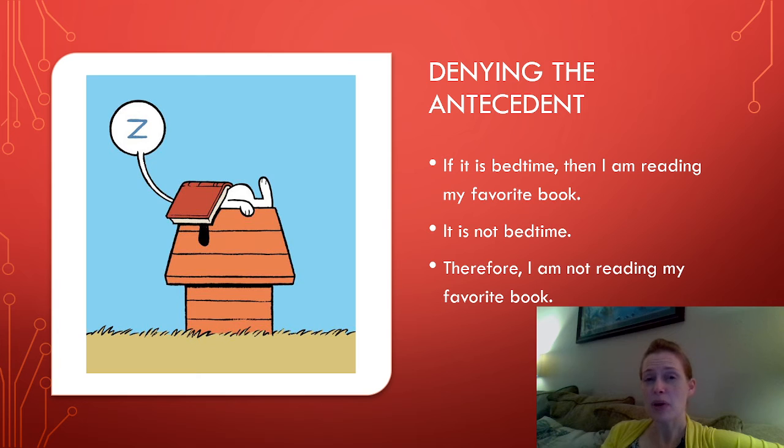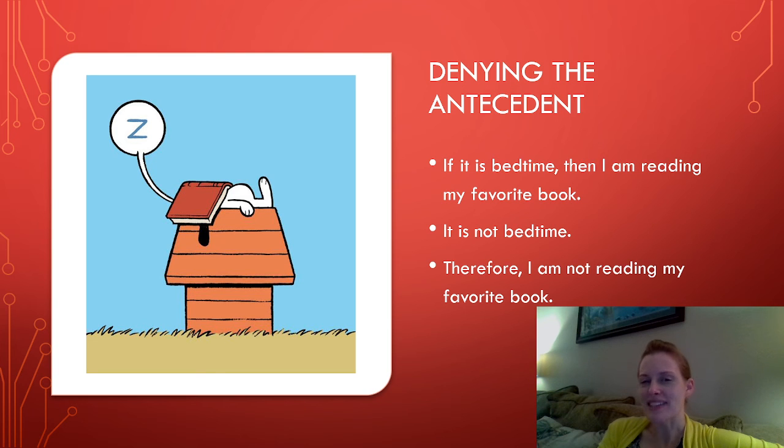Okay, in the modus tollens, we were supposed to deny the consequent. What happens if we deny the antecedent? Let's look. If it is bedtime, then I am reading my favorite book. If P, then Q. It is not bedtime. We're denying the antecedent. Therefore, I am not reading my favorite book.